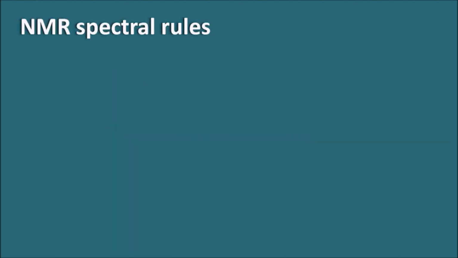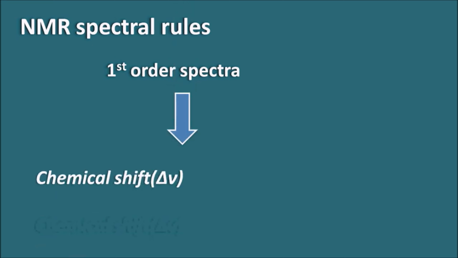NMR spectral rules. In order to define the NMR spectral rules, first of all we have to define first order NMR spectra. What is first order NMR spectra? That is the ideal condition we have to achieve in order to observe the NMR spectral rules. First order NMR spectra is the spectra where the chemical shift delta nu is much greater than the coupling constant J. So if delta nu is much greater than J, then it's called first order spectra.